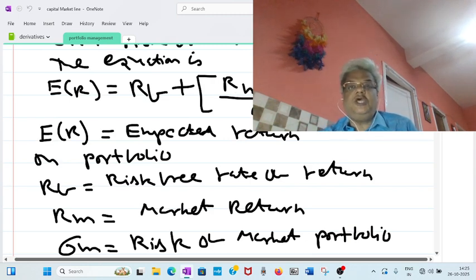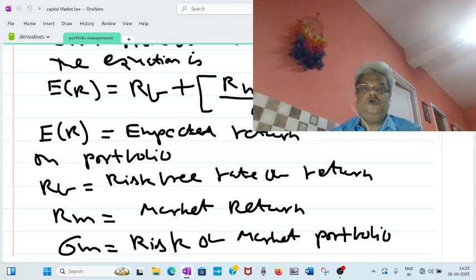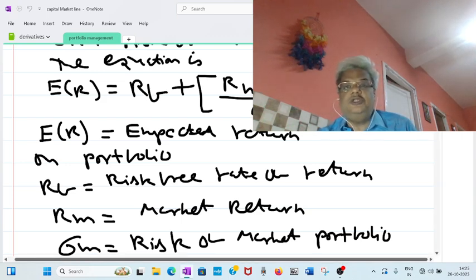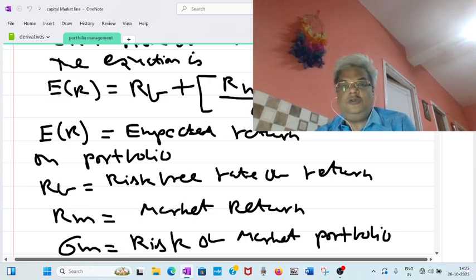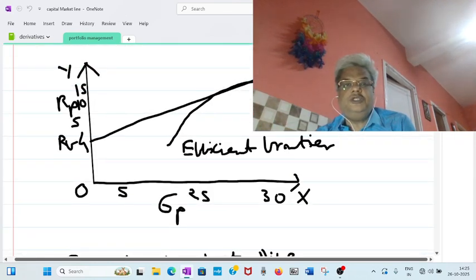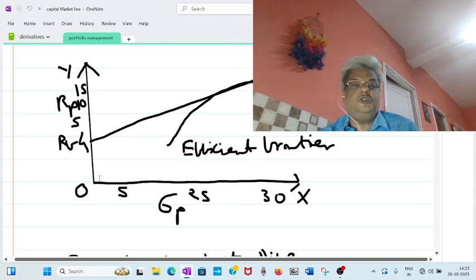This term, Rm minus Rf divided by sigma m, is nothing but the slope of the capital market line. It is also known as the Sharpe ratio. Rm minus Rf is the additional level of return, and for it we are taking an additional level of risk. So this is the slope of the capital market line, and the intercept is 4%, meaning at zero level of risk the capital market line is touching the y-axis. So at 4% return, this line starts and the risk here is 0.